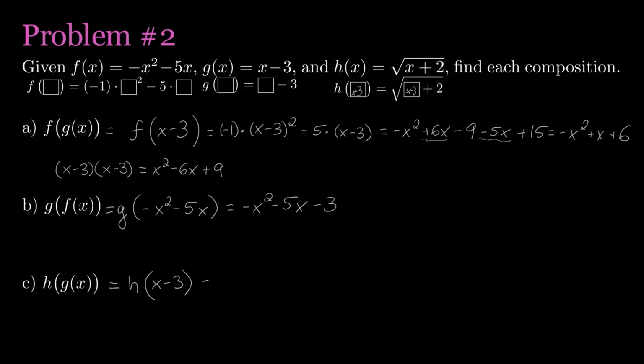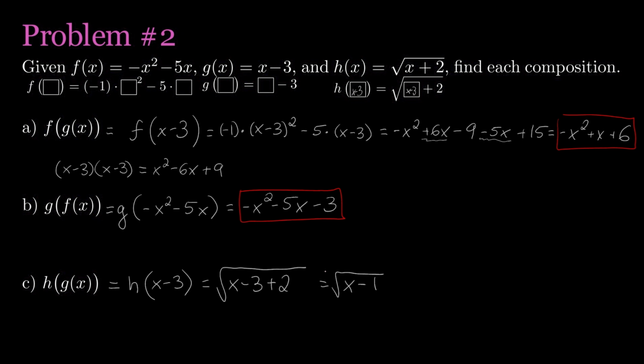So that's going to be the square root of that quantity x minus 3 and then add 2. We can simplify, of course, what we have under the square root. Negative 3 plus 2 is negative 1, so it's really going to be the square root of x minus 1. And we are not able to simplify it any further. That's going to be the final answer for part C. So these are the corresponding answers for each part.